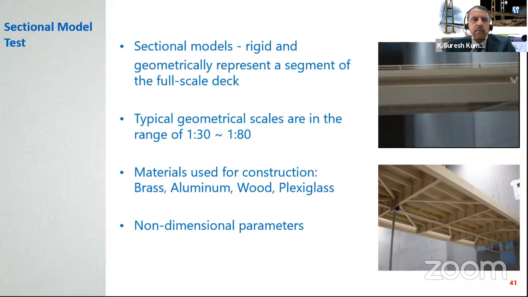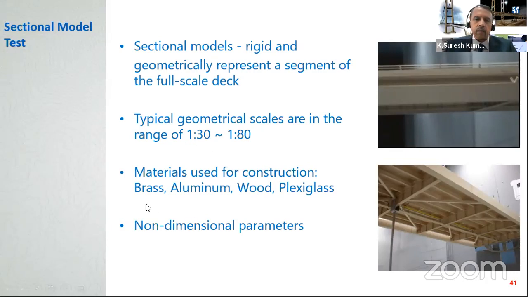So section models are basically rigid models. You're hanging the model on springs, and you're taking care of the frequencies through the springs. You are taking care of the damping through magnetic dampers, not like an inelastic model. In an inelastic model, you take care of mass, stiffness, and damping, everything, through the structure itself. But that's not the way we are doing it here. This is also not a three-dimensional bridge, because you're not simulating the whole bridge. You're simulating only a portion of the bridge, something like 100 to 150 meters, depending on the scale.